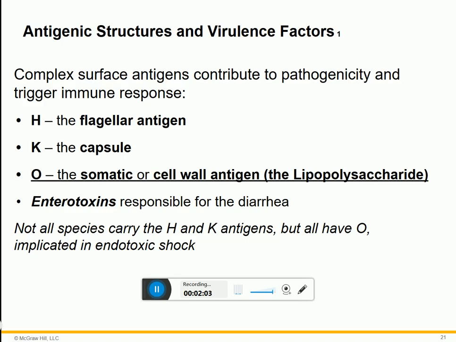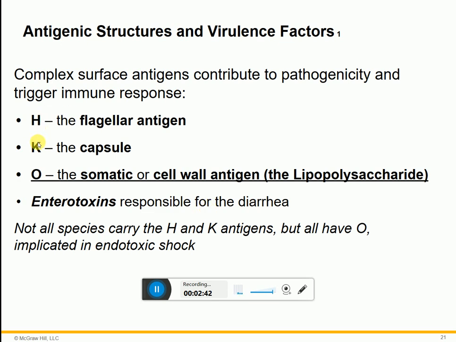So there are different antigens that could trigger an immune response here. There is the flagella. The flagellar antigen is known as the H antigen. There is a capsule that is known as the K antigen. And then there is the somatic or the cell wall antigen that is known as the O antigen. And that again is the lipopolysaccharide. And we'll see that some of these also secrete an enterotoxin. Enterotoxin means that they are toxic to the intestine, and therefore they're responsible for diarrhea.